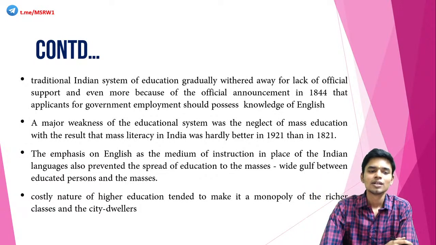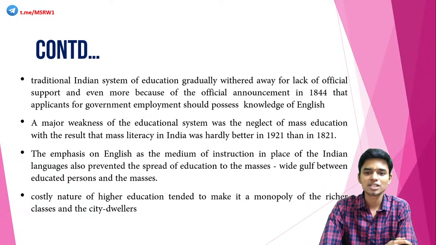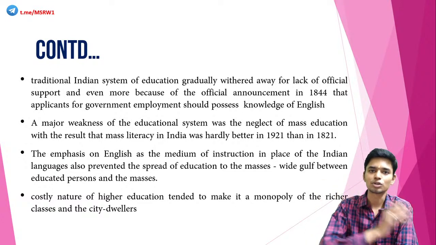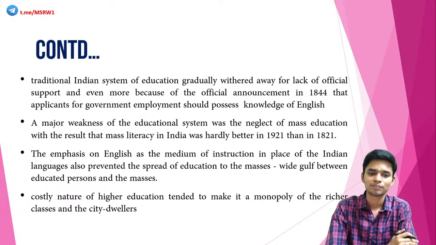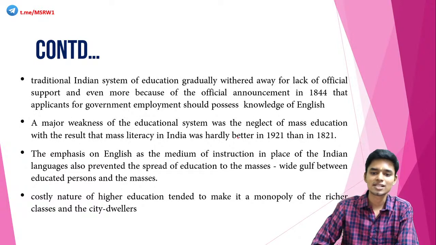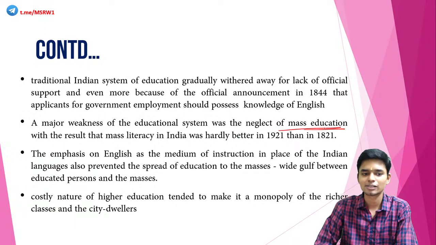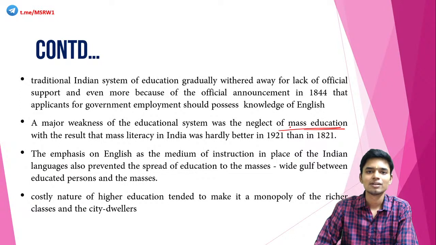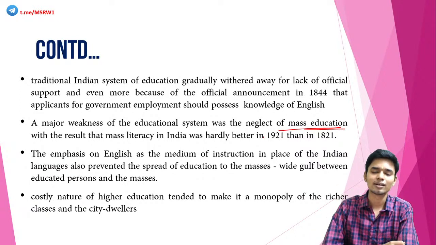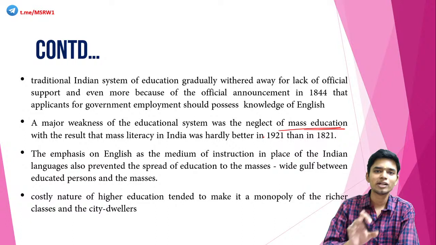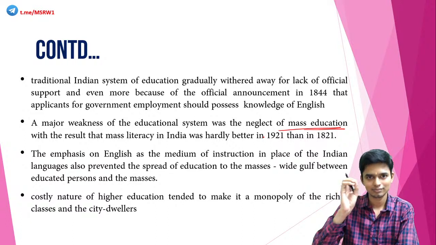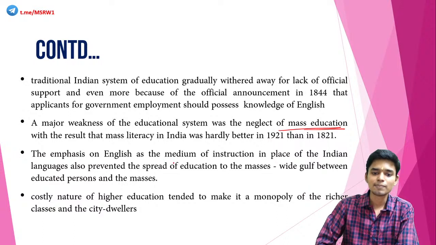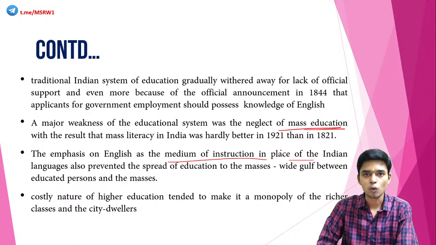Don't worry. So the traditional Indian system of education gradually withered away, and there was more and more official support for the Western system of education. A major weakness of the education system was the neglect of mass education. I already explained this point. The literacy rate in India was negligible, very low. Between 1821 and 1921, the increase in the literacy rate was almost nothing. That was the condition. Emphasis on English as a medium of instruction was actually a drawback for mass education.